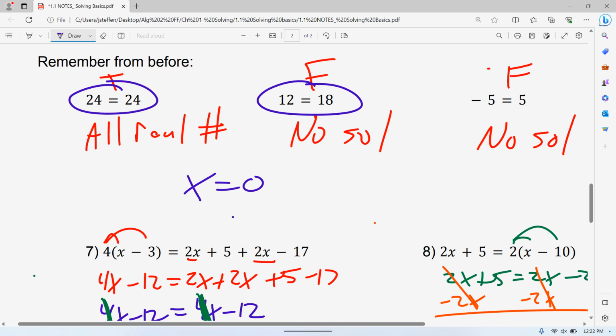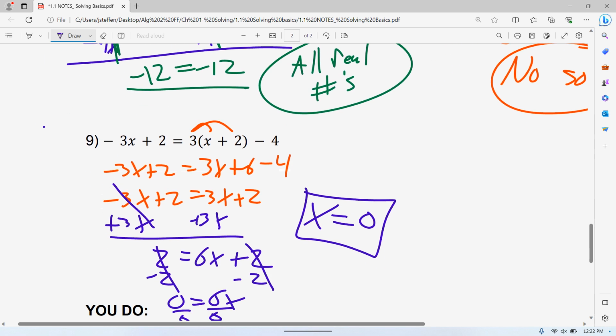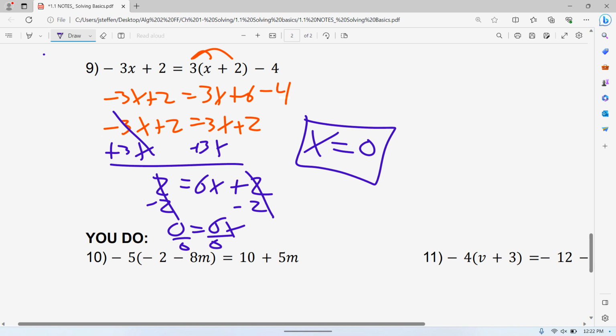The reason is because once people start doing these no solution and all real numbers, they get to number 9 and they see that these cancel. And they think, oh, well, it cancels, you get 0, so it's no solution. No, you get 0 as a solution. x is equal to 0 is just like any other number.